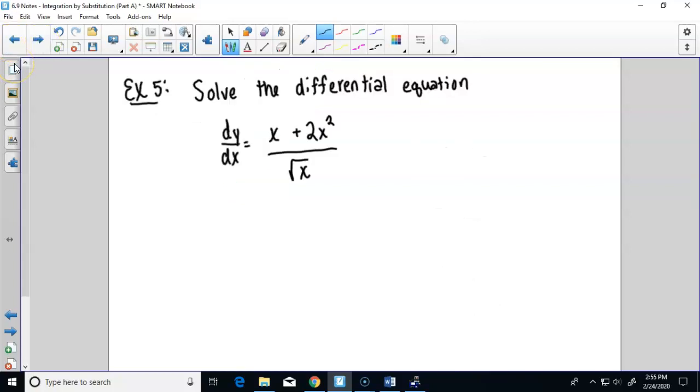Okay. Some of the ones you're going to see are going to look like this. They're going to ask you to solve the differential equation, and it's going to give you dy over dx equals something else over here.